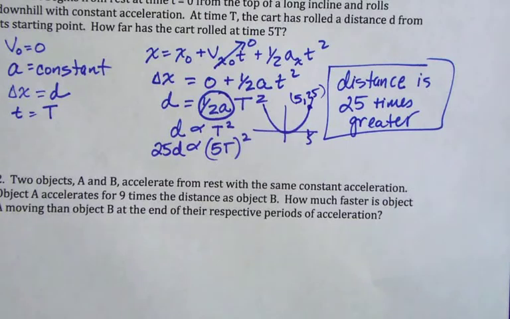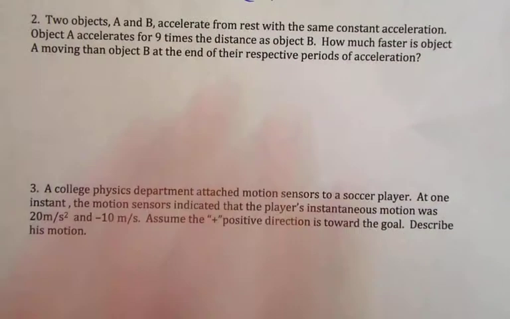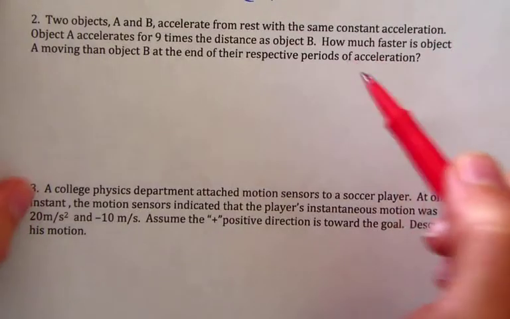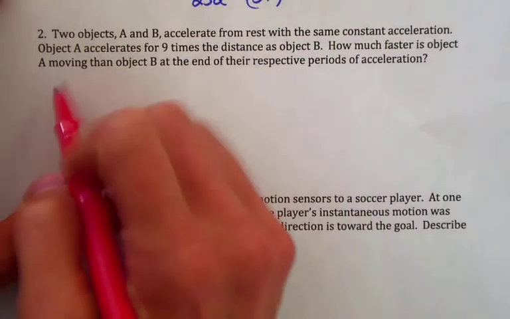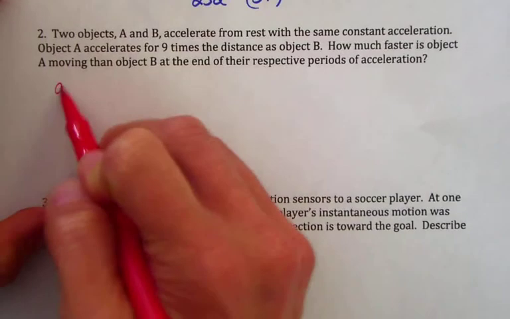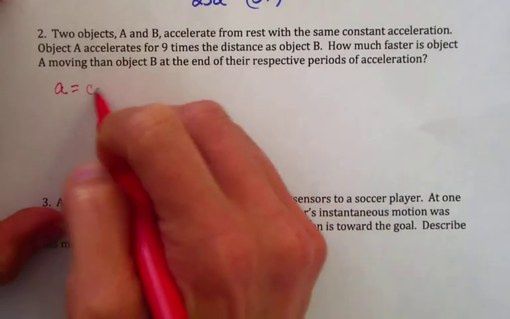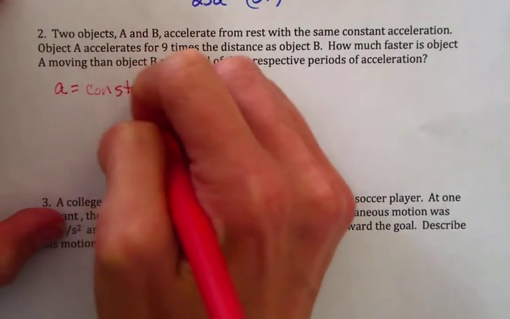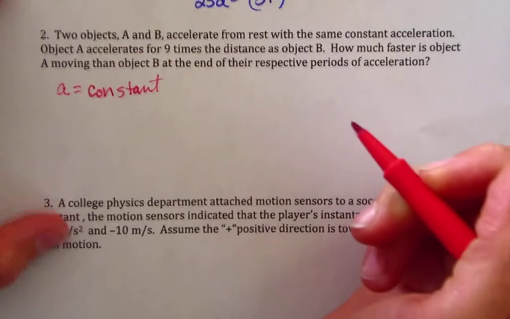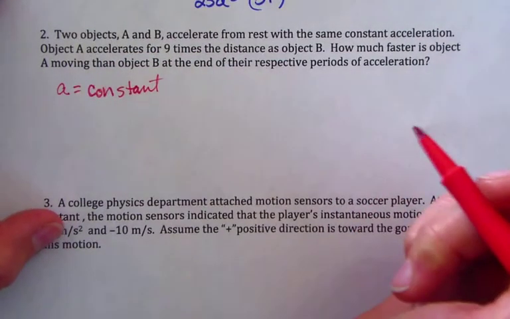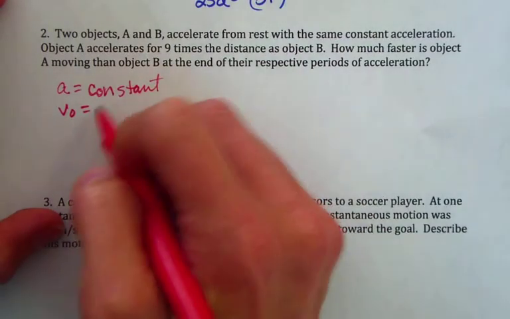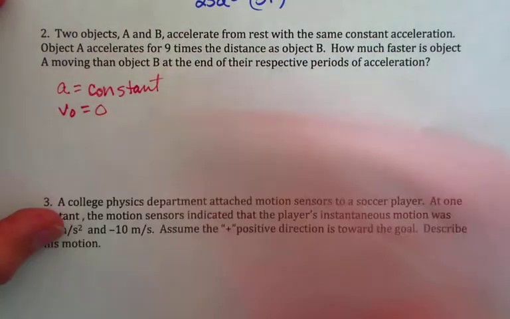All right, for the next part, we have these 2 objects, A and B, and they accelerate from rest with the same constant acceleration. So A is constant, which is very important, because the minute we know A is constant, we know we can use our kinematic equations. And we're accelerating from rest, so we know our initial velocity is 0.